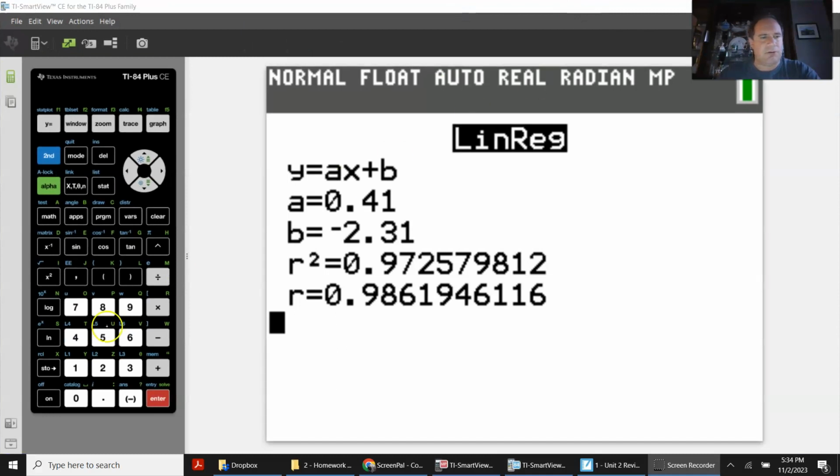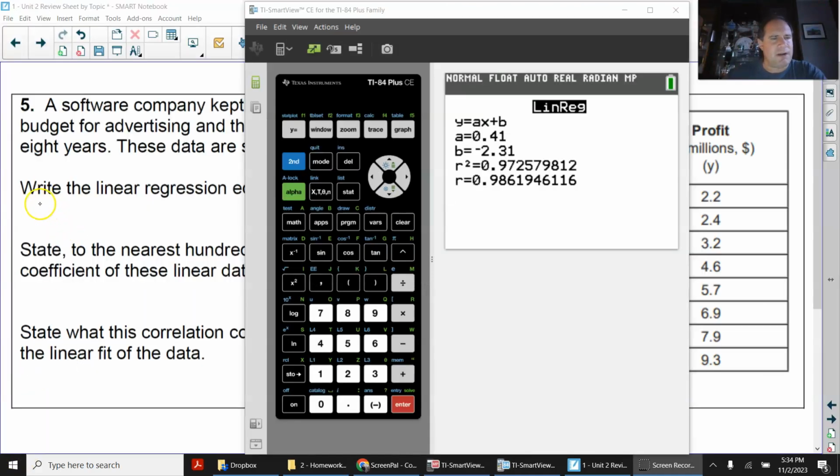All right. So it says to write the linear regression equation. I'm going to just write it y equals 0.41x, and then that is a negative 2.31, and that is what you write.